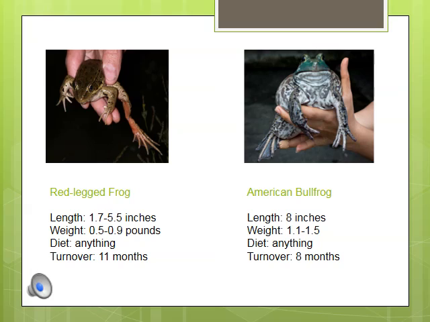Their diets are pretty much the same, and they eat anything that they really come across. But the American bullfrog's turnover is shorter than the red-legged frog's, being only 8 months compared to 11 months, which allows it to breed much quicker and outcompete the red-legged frog.